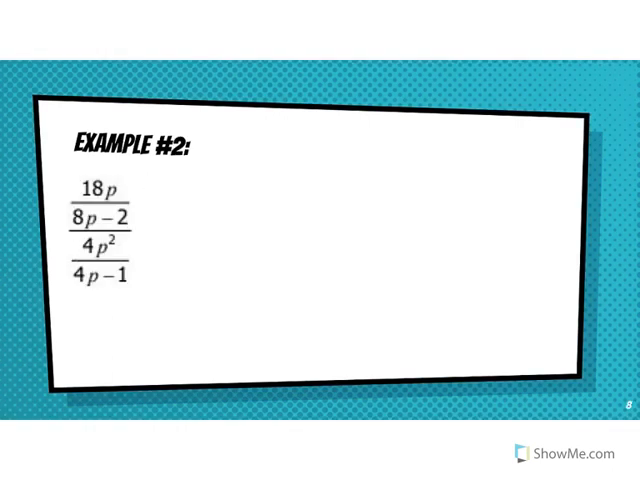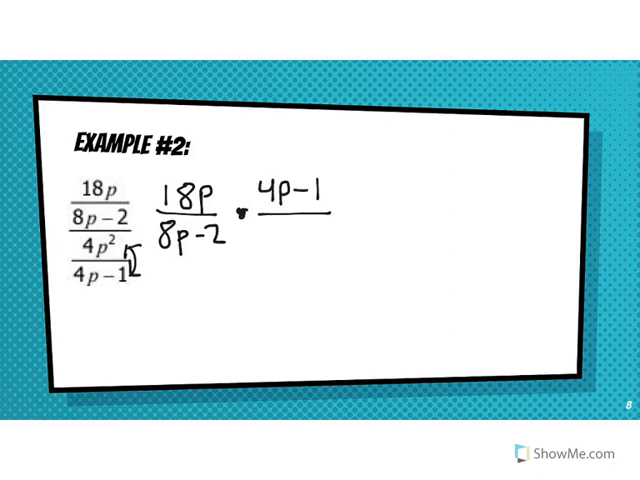For our next example, we have a fraction again in our numerator and a fraction in our denominator. So we're going to make it one fraction again. So we have to write this as a division problem. You can even write it as a multiplication problem right away because you know that you're going to reciprocate this one. So we have a 4p minus 1 divided by a 4p squared. So this is kind of nice because we already have it in our division problem here.